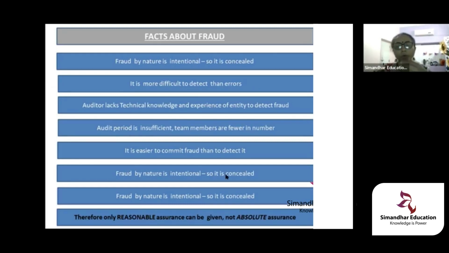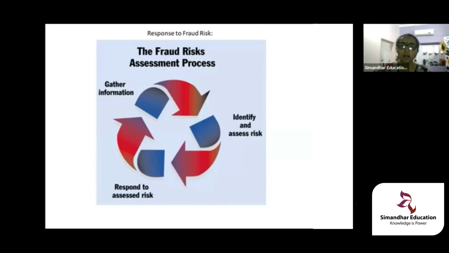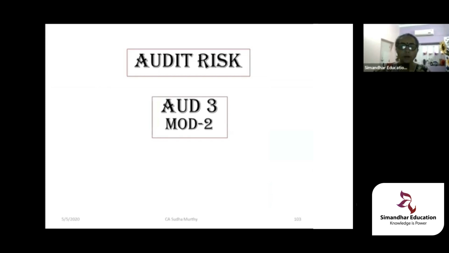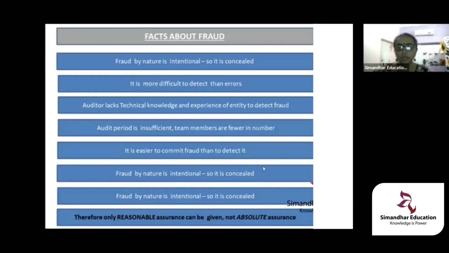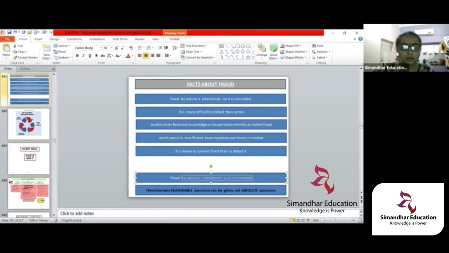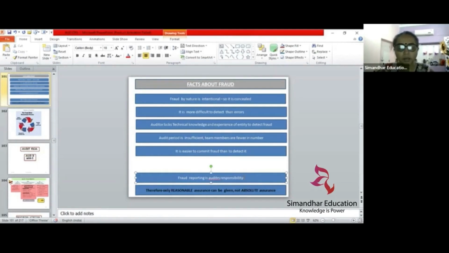Therefore, what can you do? Only reasonable assurance can be given for fraud. But nevertheless, is fraud reporting a part of the auditor's responsibility or not? Yes, fraud reporting directly or indirectly. How is he directly or indirectly responsible? Can anybody explain this?